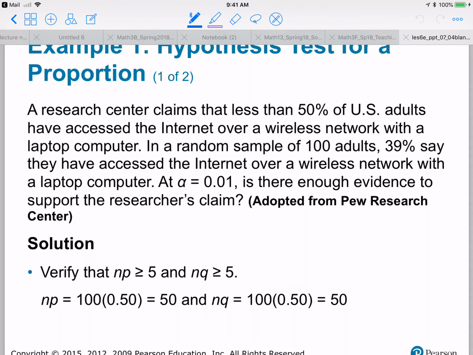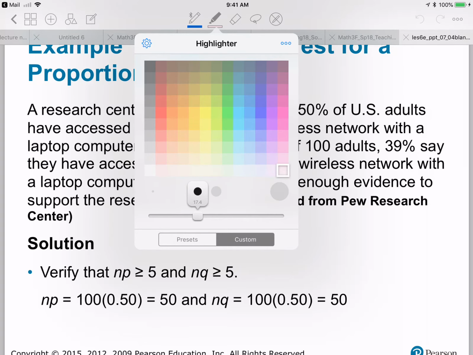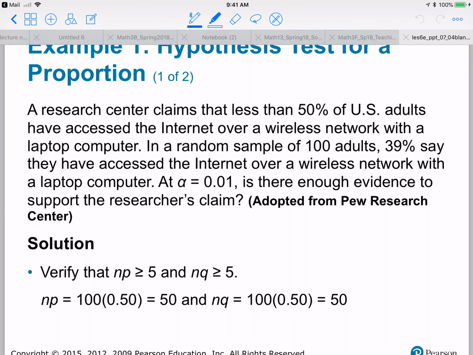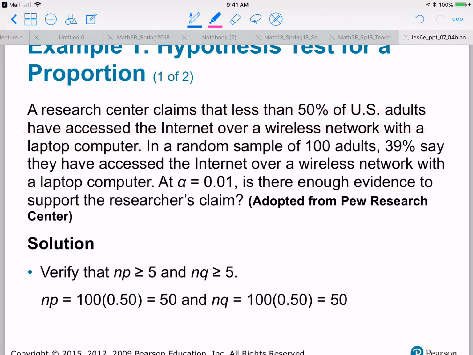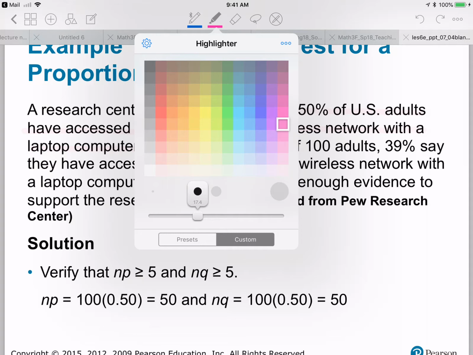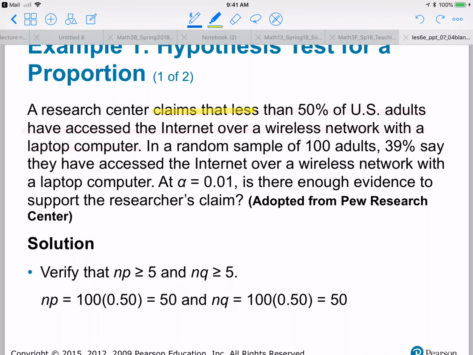Okay, so looking through, the first thing I want to do is identify the keywords and the key phrases that stand out. So the first one is this part right here: claims that less than 50% of U.S. adults have access to the internet over a wireless network with a laptop computer. So this is giving me my claim, right? Let me do a different color. Claims that less than 50% of U.S. adults have access to the internet over a wireless network with a laptop computer.